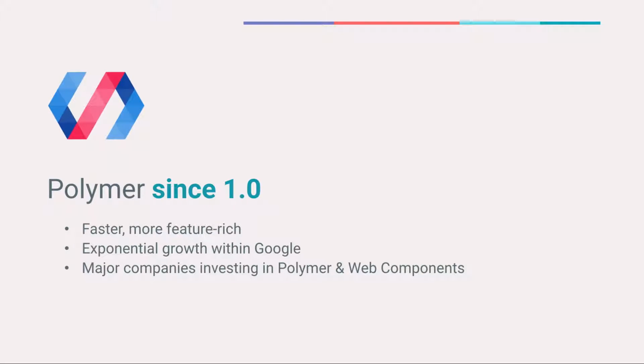So in short, since 1.0, Polymer has become faster, more feature-rich. It's seeing exponential growth here within Google, served to over 1 billion users. And major companies are investing in Polymer and web components.